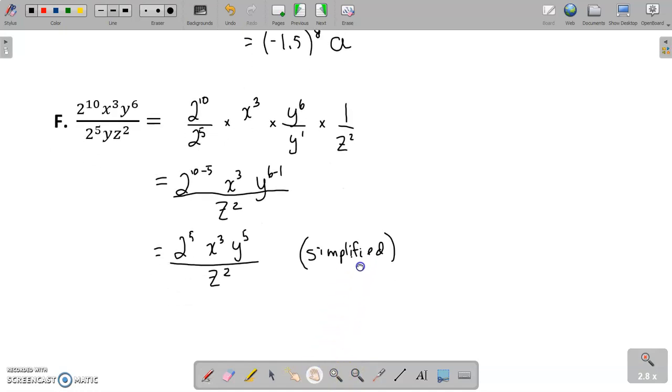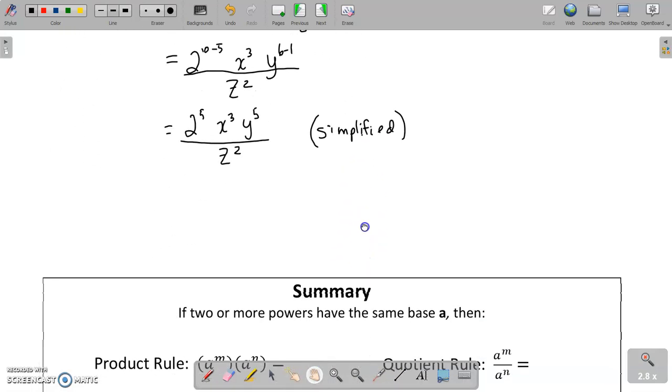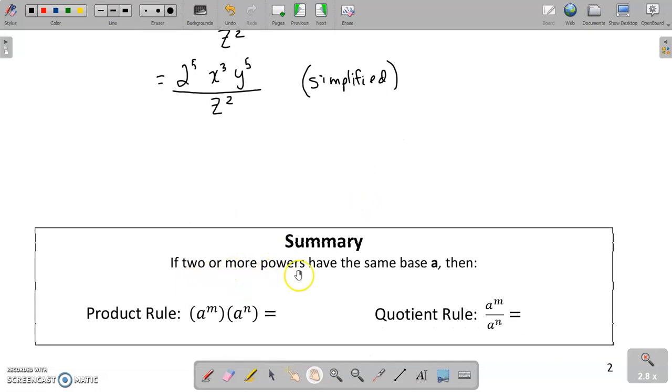And finally, just to summarize the last two videos, if 2 or more powers have the same base, a, then the product rule, hopefully you know it now, will be adding the exponents. So a to the power m plus n. And in the quotient rule, if you're dividing 2 powers with the same base, you would subtract the exponent in the denominator from the exponent in the numerator.